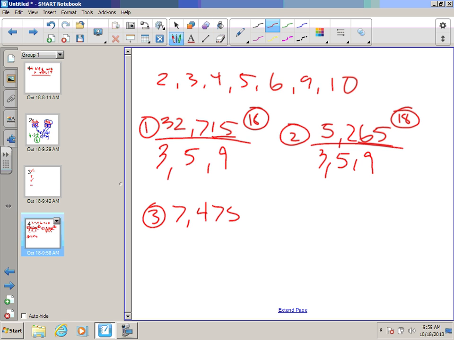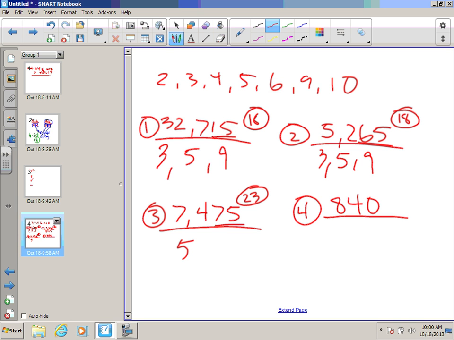7,475. Not divisible by 2. 11, 18, plus 5 is 23. Not divisible by 3. 75 is not divisible by 4. However, it does end in a 5. 23 is not divisible by 9, nor does it end in a 0. Therefore, 5 is your only one.